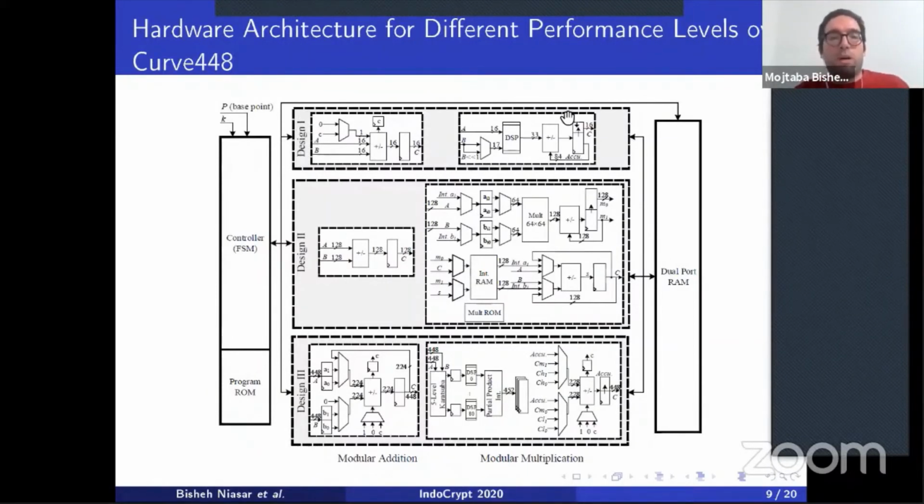Design one is our lightweight architecture using only one DSP. All computation in this design can be performed sequentially to minimize the required hardware resources. Design two shows our area-time efficient design using a fully pipelined multiplier, which can optimize our design. And design 3 is the high performance design using a 5-level Karatsuba multiplication.